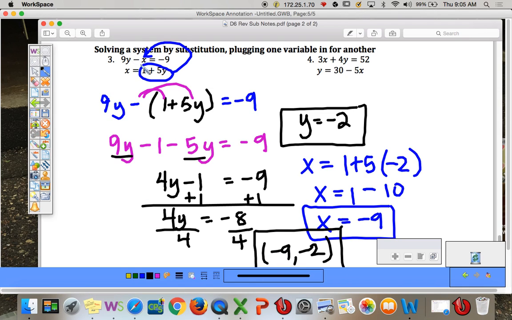And you can check your answer by plugging in. We could do 9 times negative 2 minus 9 and see if that equals negative 9. And if it does, we did it right.